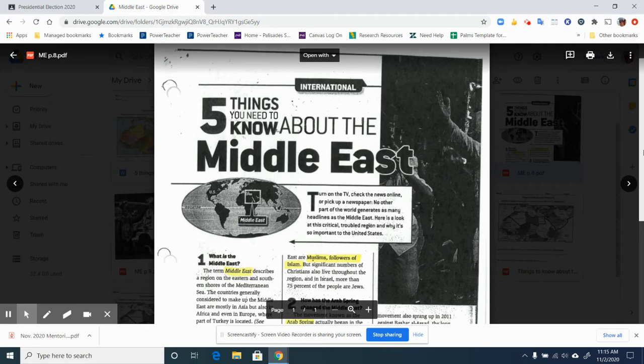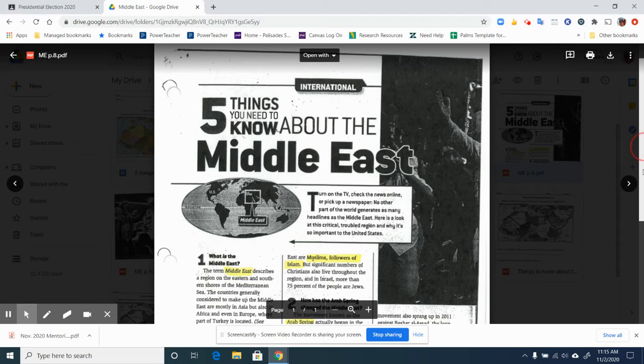5 things you need to know about the Middle East. You can turn on the TV, check the news online, or pick up a newspaper. No other part of the world generates as many headlines as the Middle East. Here's a look at this critical, troubled region and why it's so important to the United States.